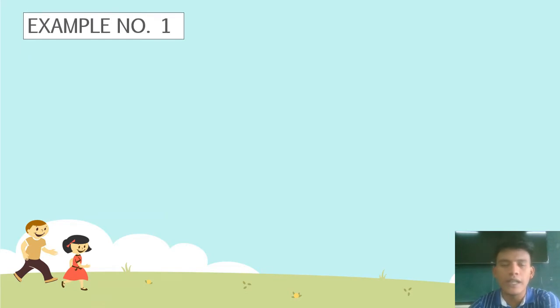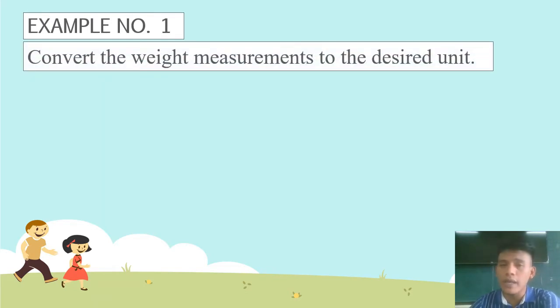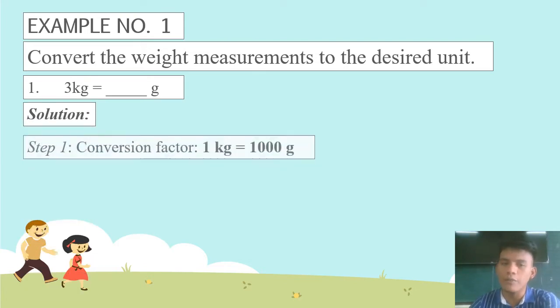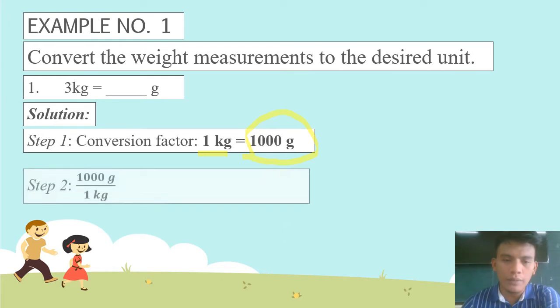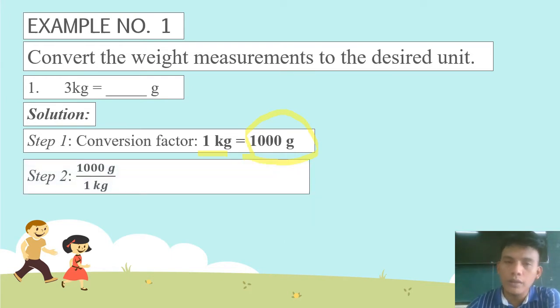I will give you an example for that. Convert the weight measurements to the desired unit. 3 kilograms is equal to how many grams? Solution. Step 1. 1 kilogram is equal to 1,000 grams. Don't forget that in 1 kilogram, there are 1,000 grams. Step 2. 1,000 grams will be put at the numerator. 1 kilogram will be our denominator.